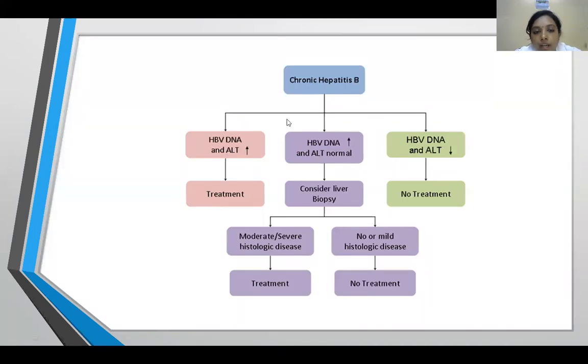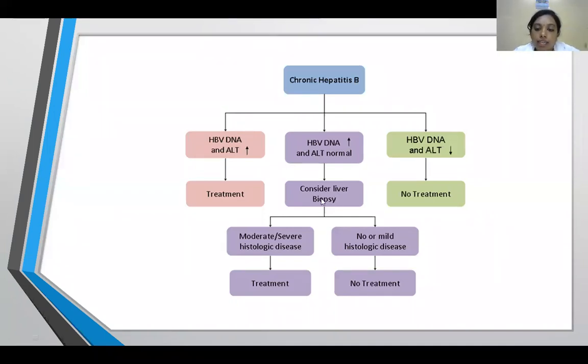Okay, so what will happen? If there is HBV DNA and alanine transaminase is elevated, both are elevated and both are detected in serum, definitely you have to go for the treatment. Okay. What about if the HBV DNA and alanine transaminase are not detectable? We are thinking it is chronic hepatitis B and these are not detected, there is no requirement of treatment. What does it mean? Chronic hepatitis B is self-resolving. Then, what happens when either HBV DNA is detected or ALT is detected, but not both? You have to go for liver biopsy.